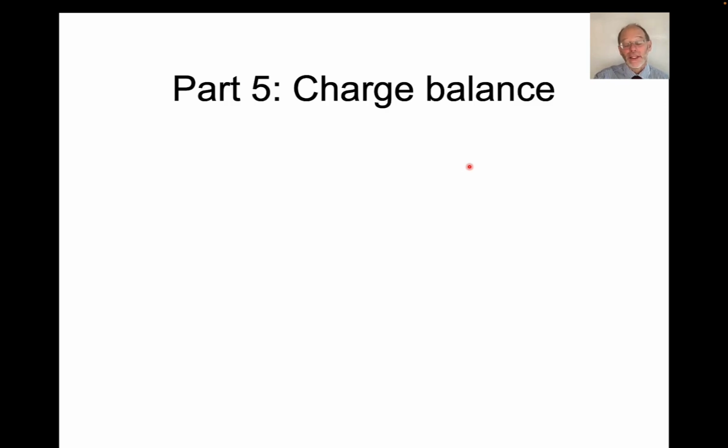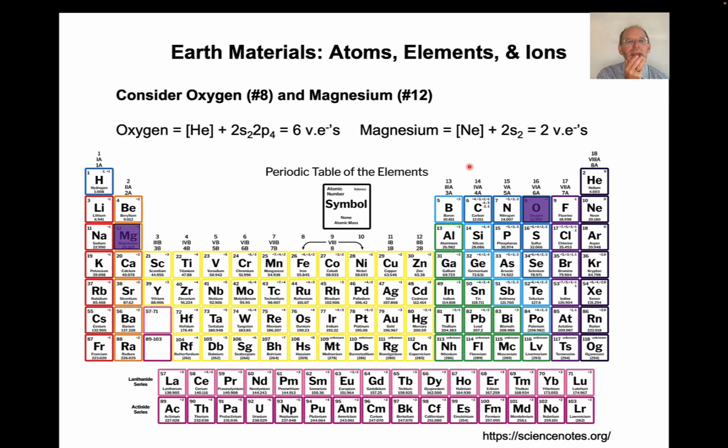Now, charge balance. I use charge balance all the time in determining mineral formulas and thinking about reactions and mineral chemistry. So consider oxygen and magnesium. So oxygen sits over here. Oxygen has 6 valence electrons. It has a helium core plus 2s2 and 2p4. Magnesium has a neon core plus 2 s2 valence electrons.